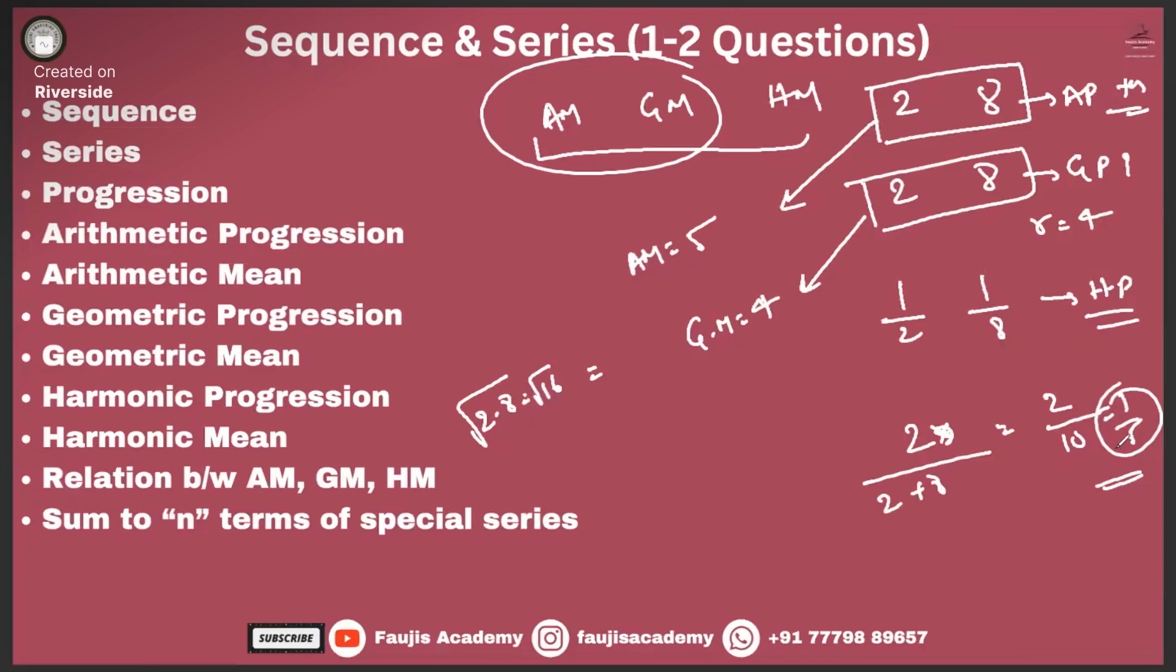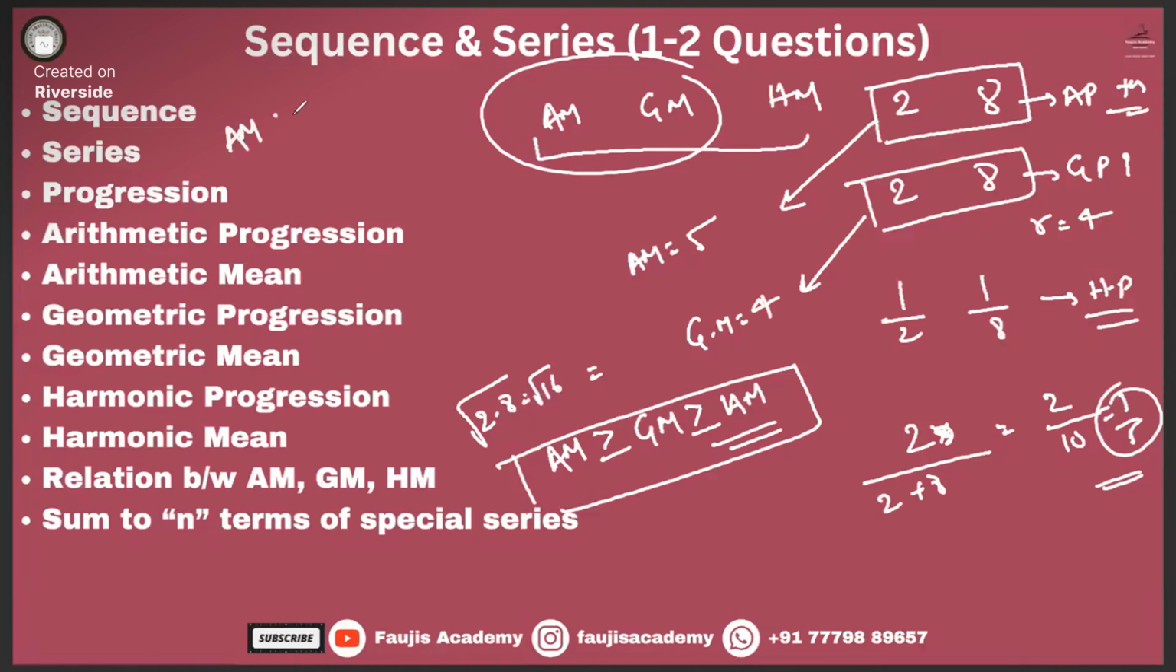So in all these cases, if you understand it over here, the first relationship is that AM is greater than or equal to GM, which is greater than or equal to HM. This is the first relation that I wanted to say. AM greater than or equal to GM greater than or equal to HM. AM, GM, HM. Remember it that way. Is it clear, guys?